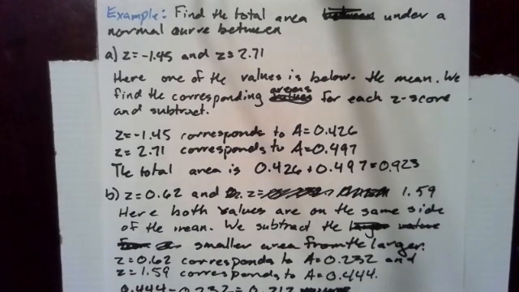So we subtract the smaller area from the larger. z equals 0.62 corresponds to an area of 0.232, and z equals 1.59 corresponds to an area of 0.444. So 0.444 minus 0.232 is 0.212. And that is the area under the standard normal distribution between those two z values.